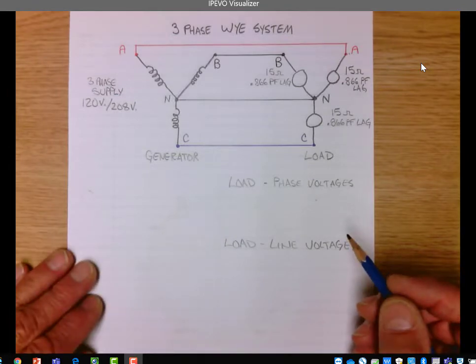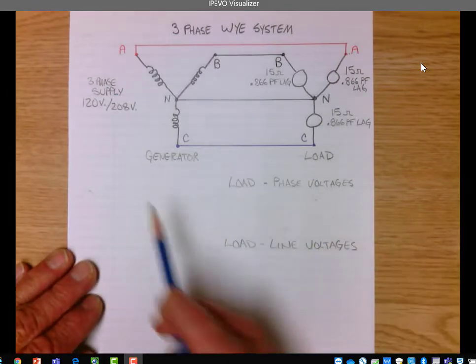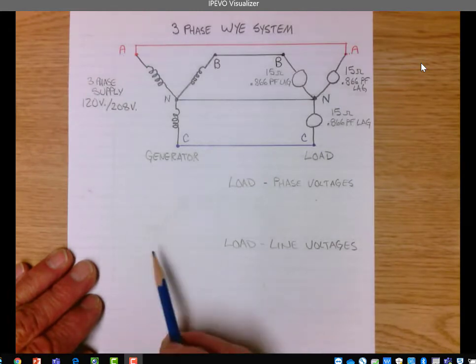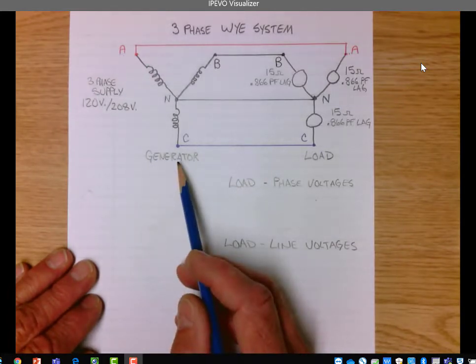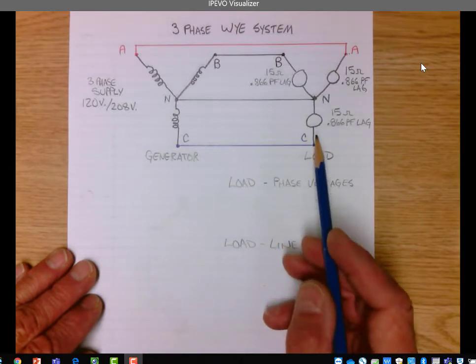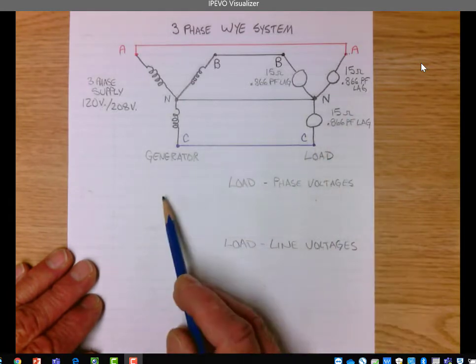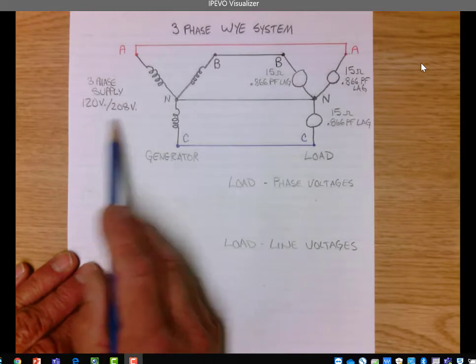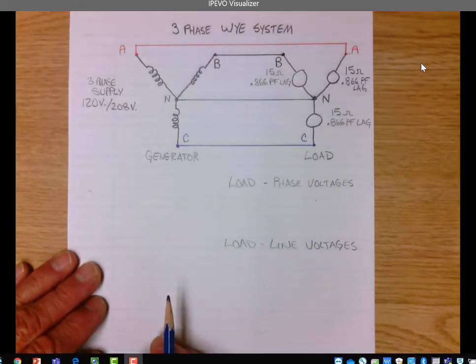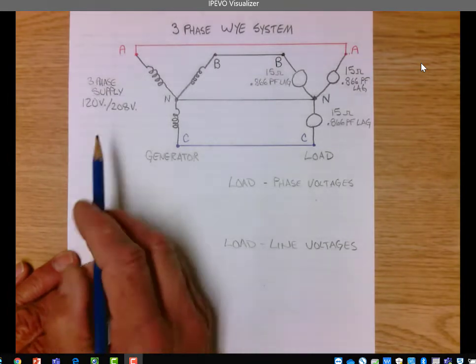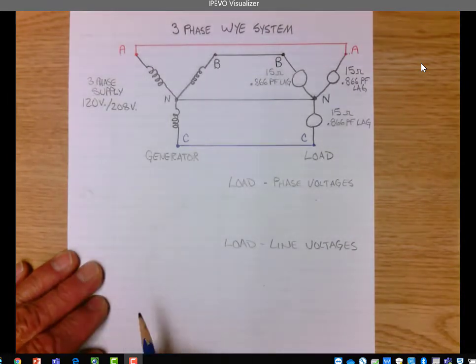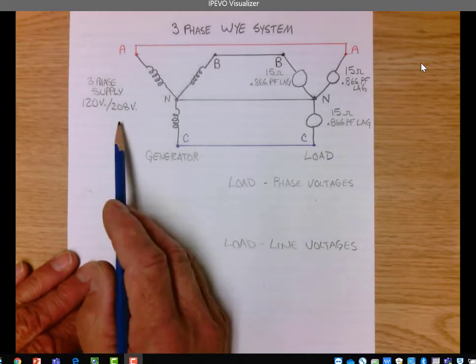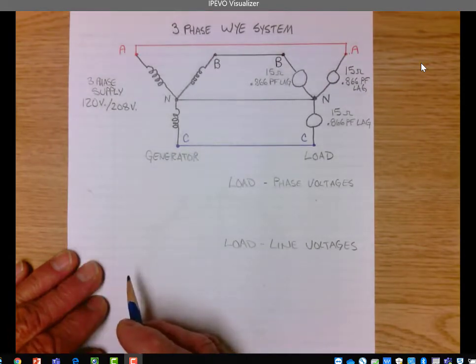The first thing that we'll look at is how voltages work in this system. The generator supplies voltages to the load, and the load will draw current from the generator. So the supply that we have is a 120/208 volt supply. And whenever we have a Y system, we always have two voltages, what we call a phase voltage and a line voltage. So any three-phase Y system always has this.